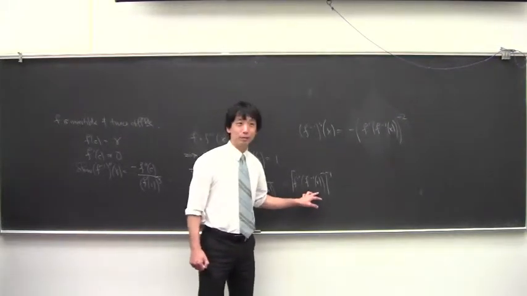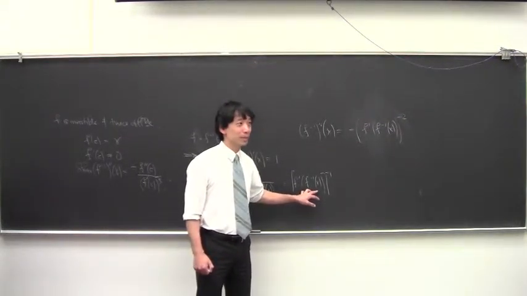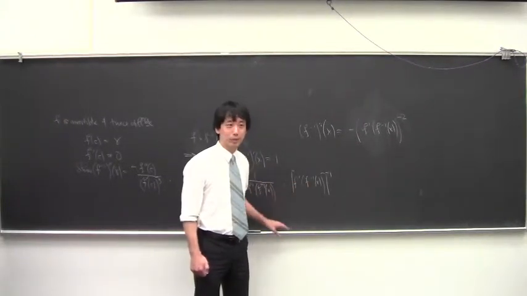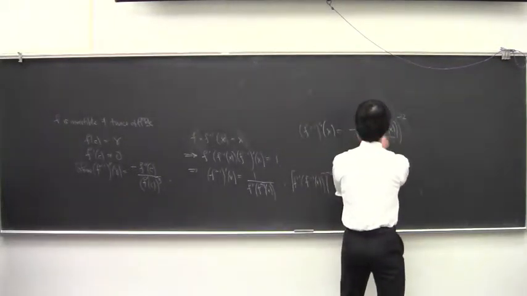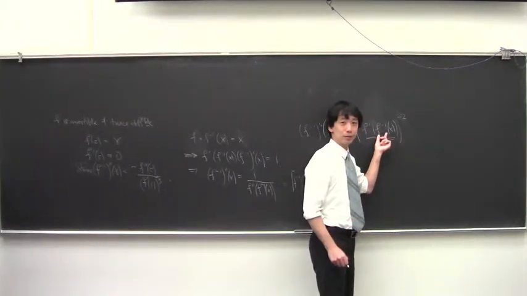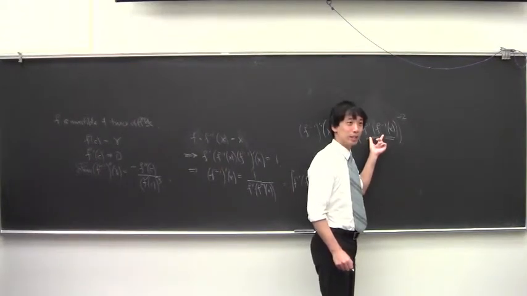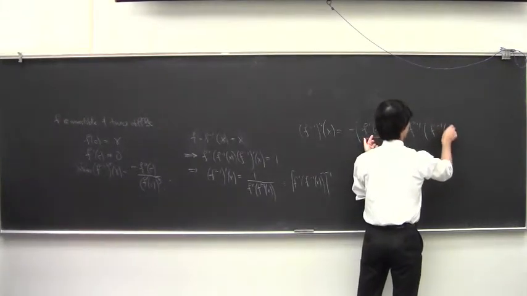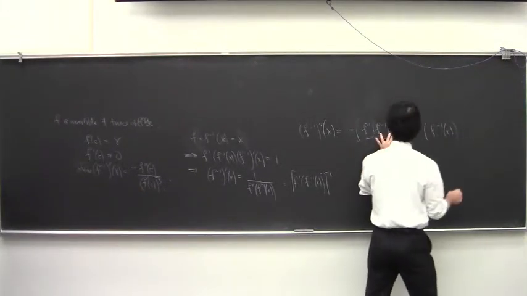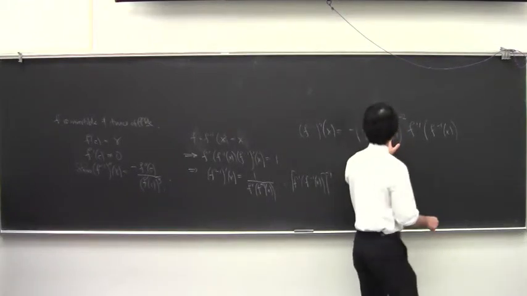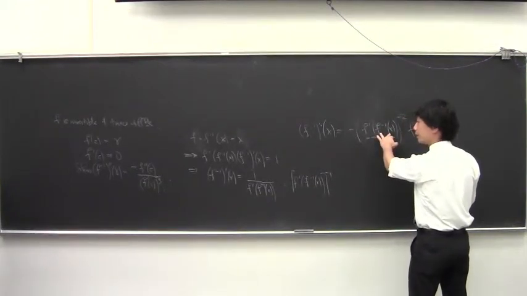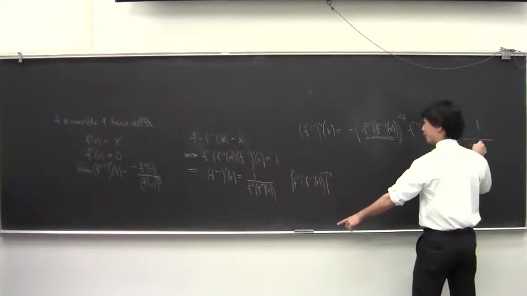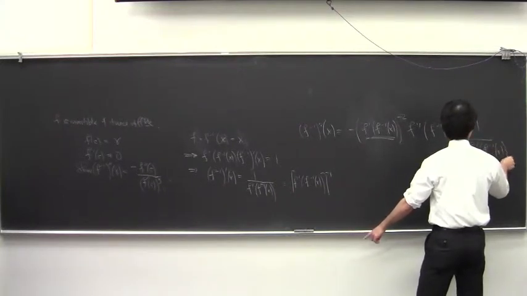Okay, what's the derivative of this? You have this composition function, F composed with F inverse, right? So using the chain rule, you take the derivative of the outside guy, evaluated at the inside guy, times the derivative of the inside guy. Well, the derivative of F inverse, we already got it: the derivative of F inverse is 1 over F prime of F inverse x.